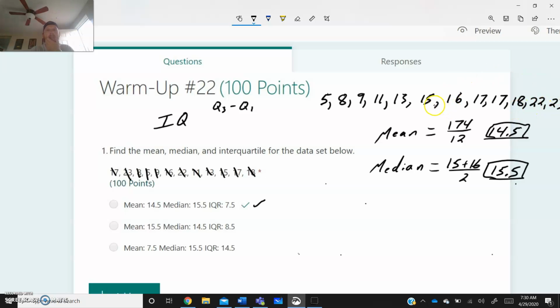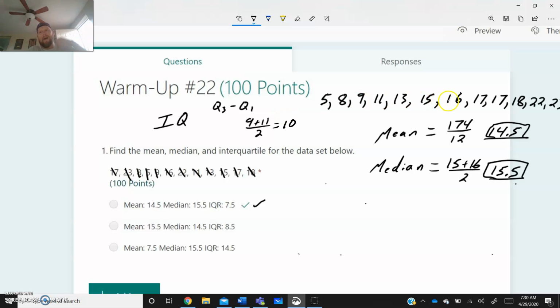I need to find my middle numbers between 5 and 15, and that's going to be 9 and 11. So to find Q1, it's 9 plus 11 divided by 2, and that's going to give me 10. So this is quartile 1. That's going to be Q1.